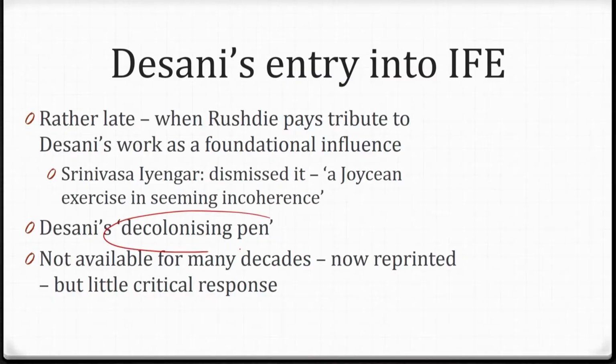It's also significant to notice that after Rushdie, Desani's decolonizing pen is much talked about. It's foregrounded. Desani is able to lay a legitimate claim over this decolonizing pen that he used much earlier, in the late 1940s. This work was not available for many decades, as some of you may know. It has been reprinted recently. Many reprints are available. However, this has generated very little critical response.